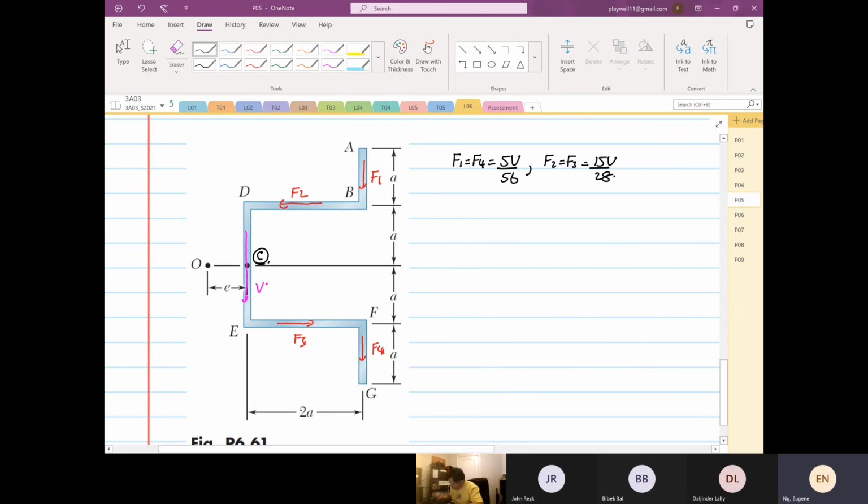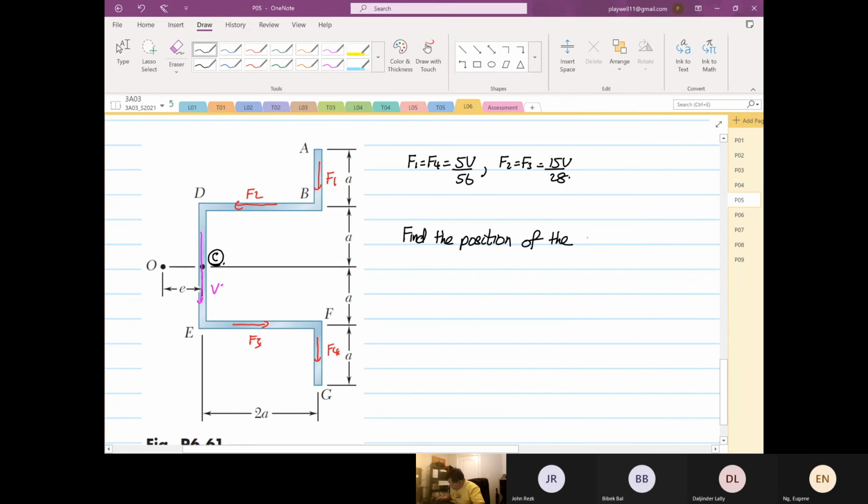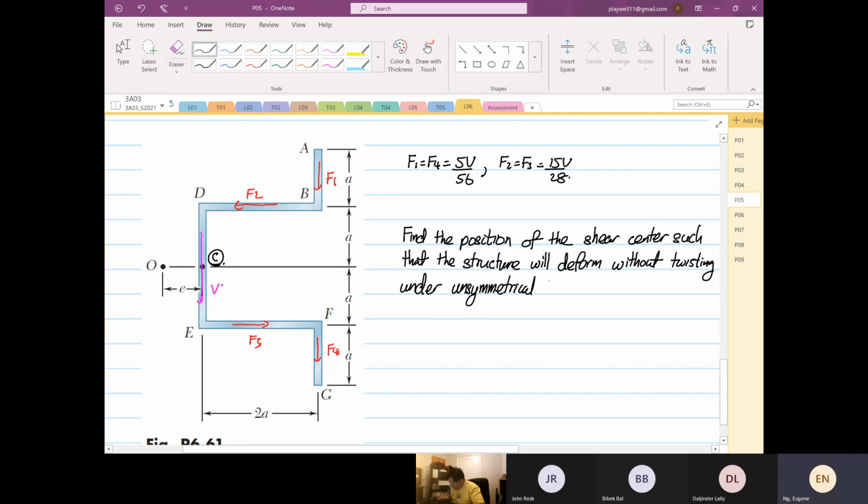Okay, so find the shear center. Okay, so we want to find the position of the shear center, such that the structure will deform without twisting, right, under unsymmetrical loading.